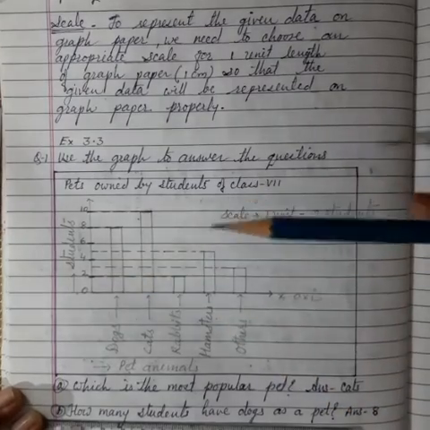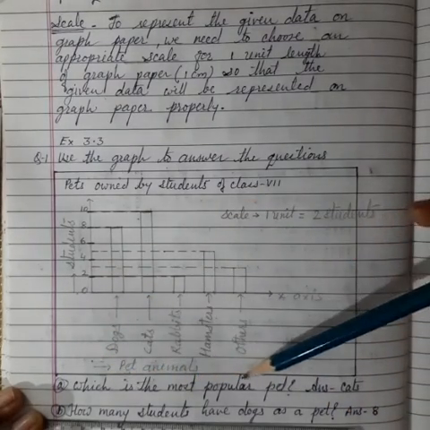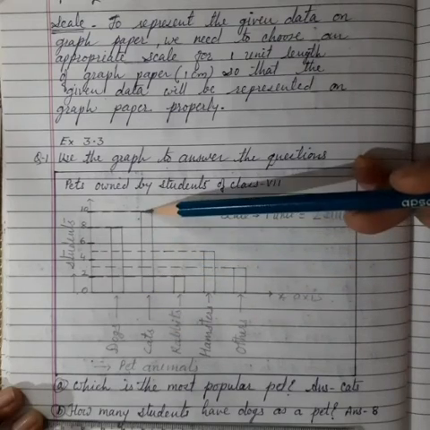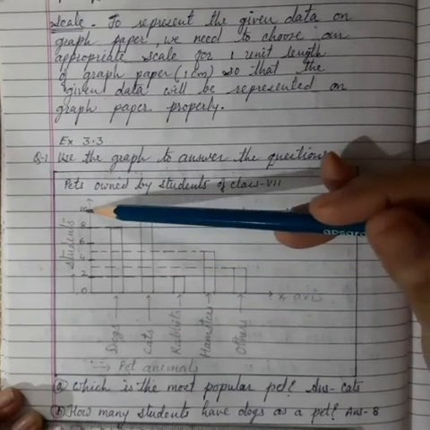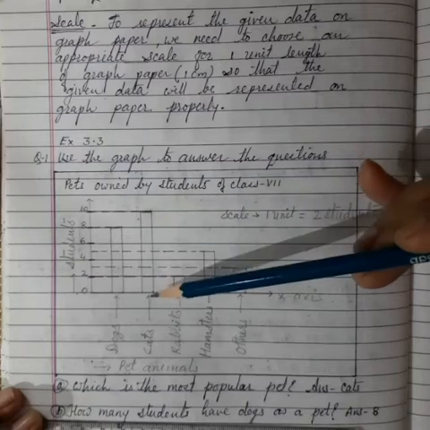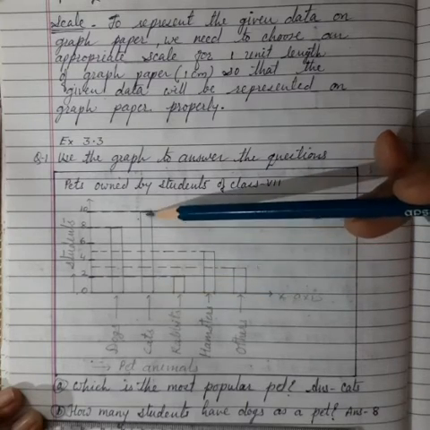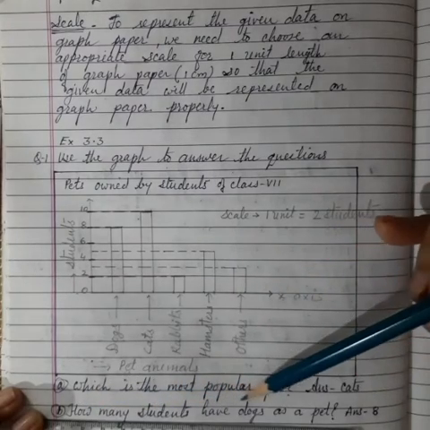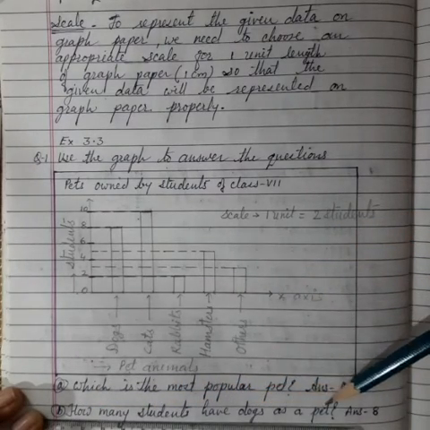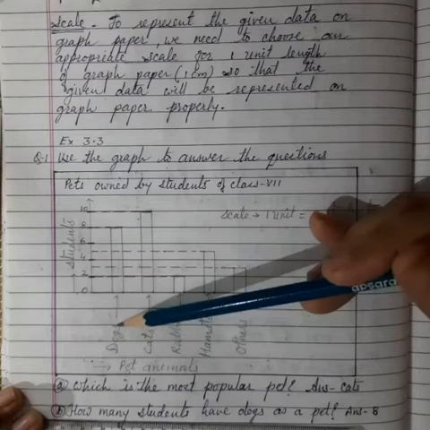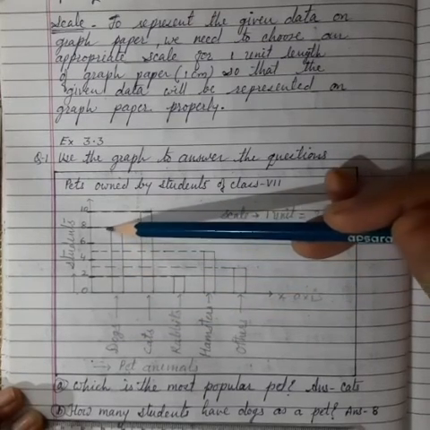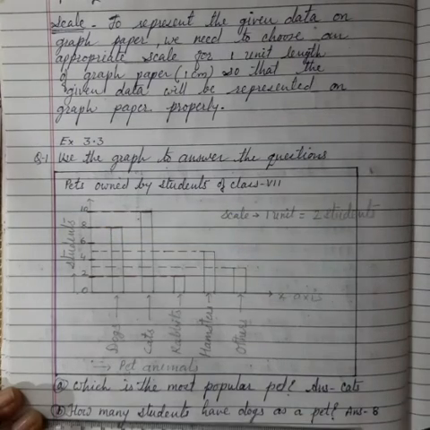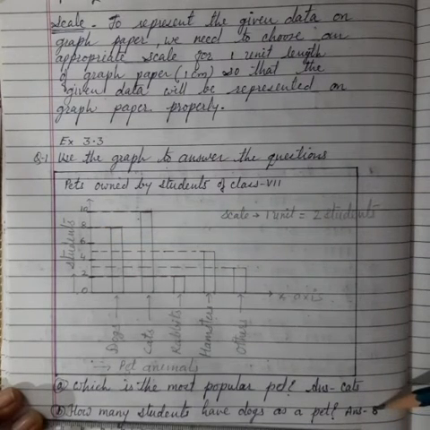So now let us see what the questions are. Which is the most popular pet? Here the tallest bar is representing the value 10. 10 students have cats. So the most popular is cats. How many students have dogs as a pet? Now dogs. See, this bar represents the value 8. So 8 students have dogs as a pet.